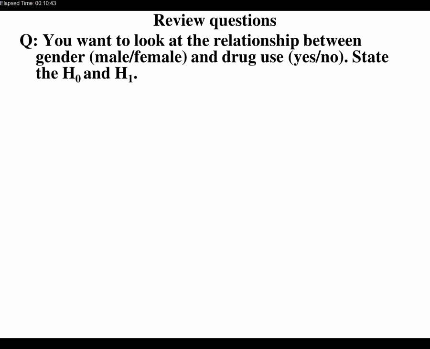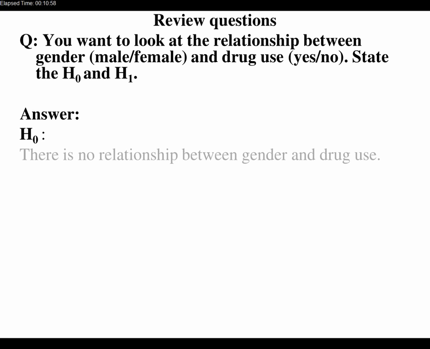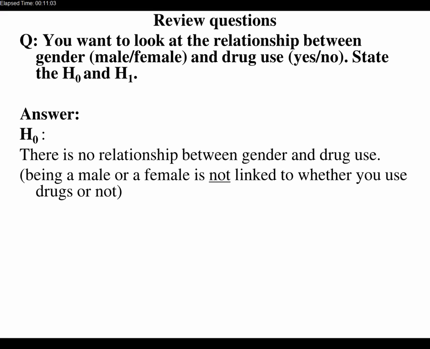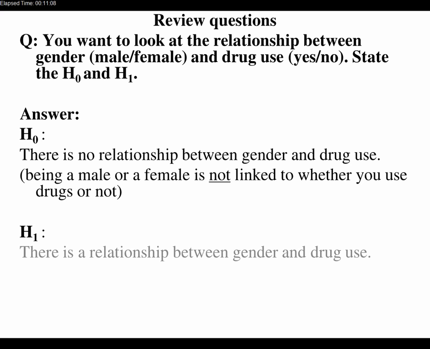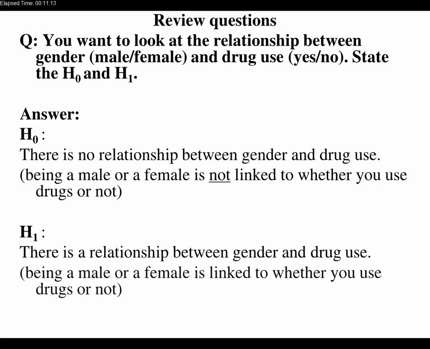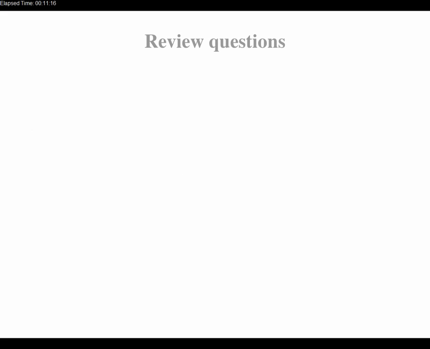Another question is, you look at the relationship between gender, male and female, and drug use, yes or no. State the null and alternative hypotheses. Okay, the answer? Go ahead, tell me. That's right. The null hypothesis is there is no relationship between gender and drug use, meaning that being a male or a female is not linked to whether you use drugs or not, as opposed to the alternative hypothesis, which means that there is a relationship between gender and drug use. Being a male or a female is linked to whether you use drugs or not.